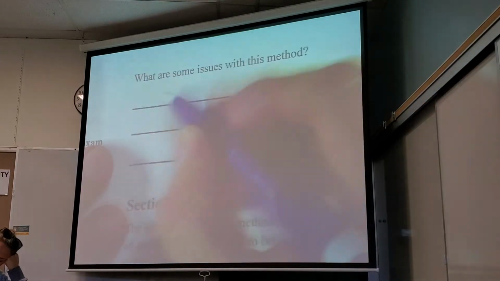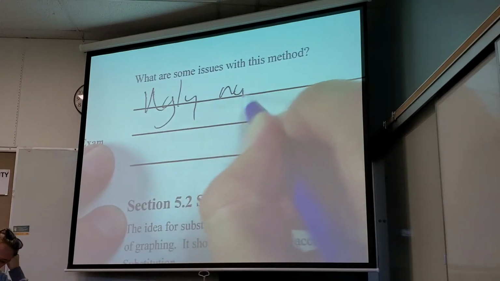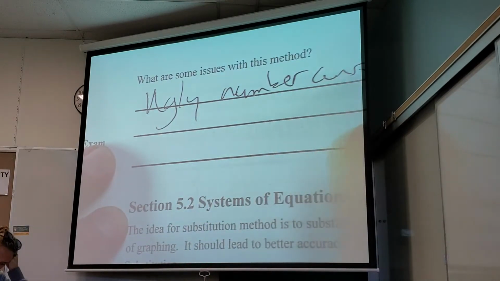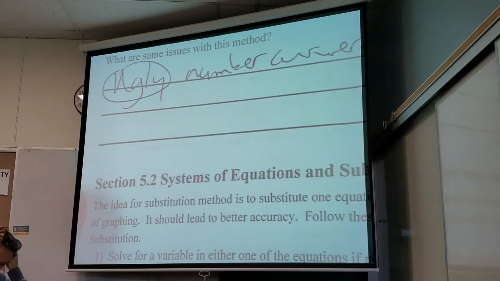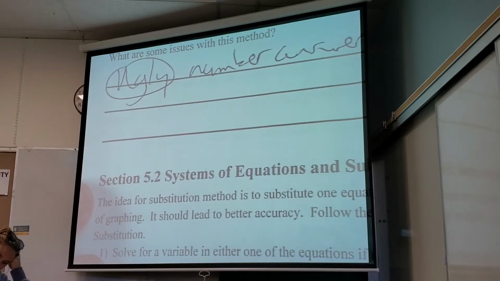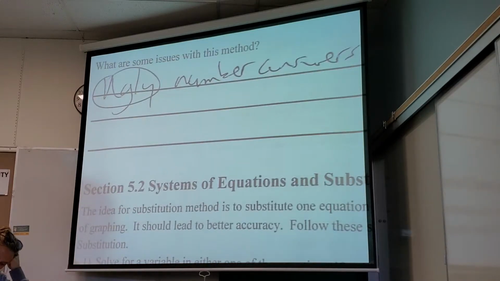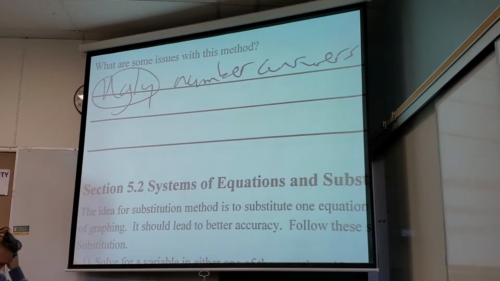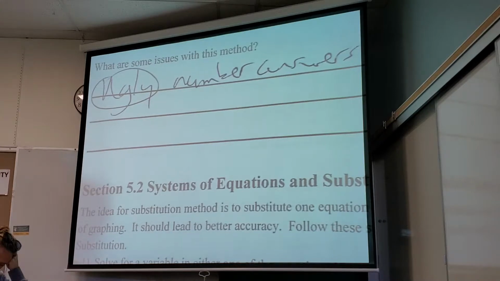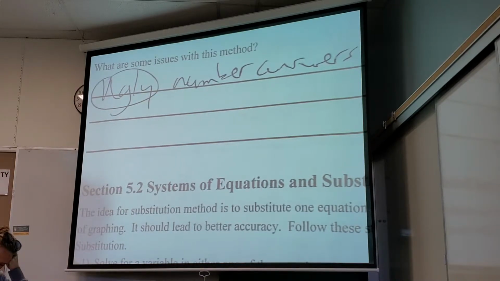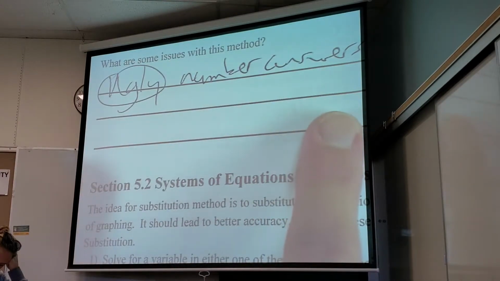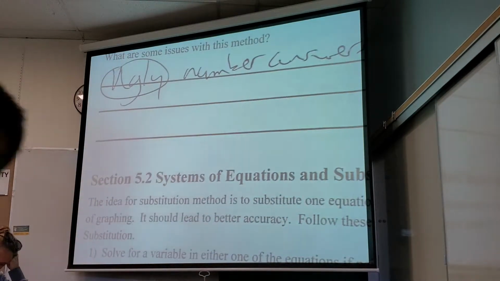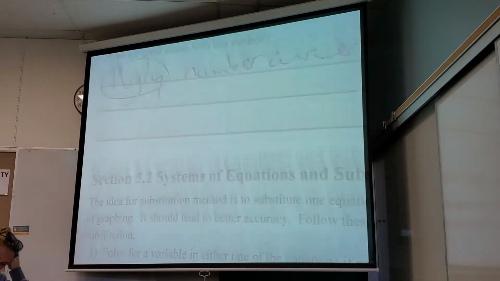What are some of the issues? Ugly number answers. I'm using ugly in the general sense. Other issues would be just weird slopes or weird scales required that makes it a little bit harder. But really, the number one issue is, what if your answer is like 7.2893? I ain't getting that answer by hand. I can't be that precise. So, skipping this.